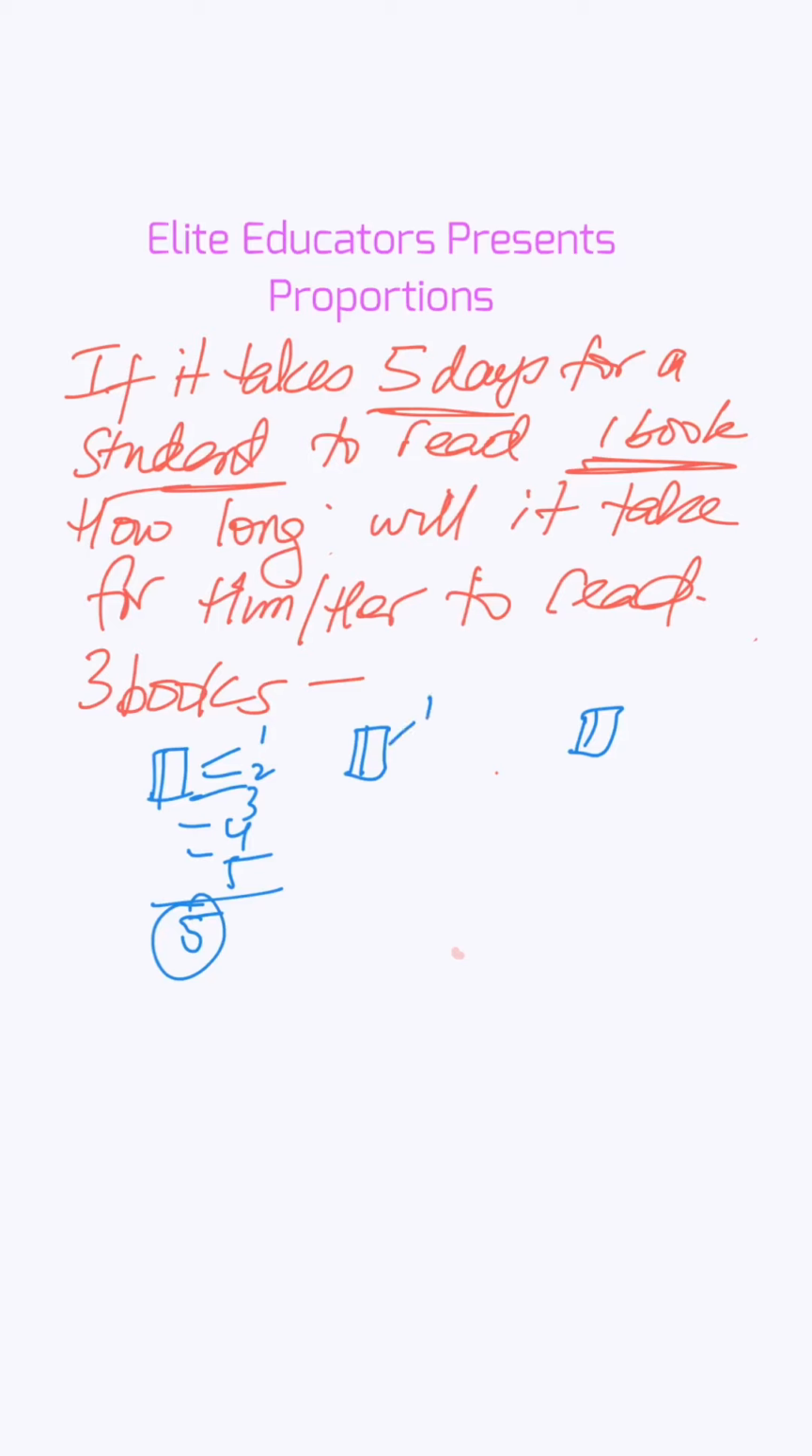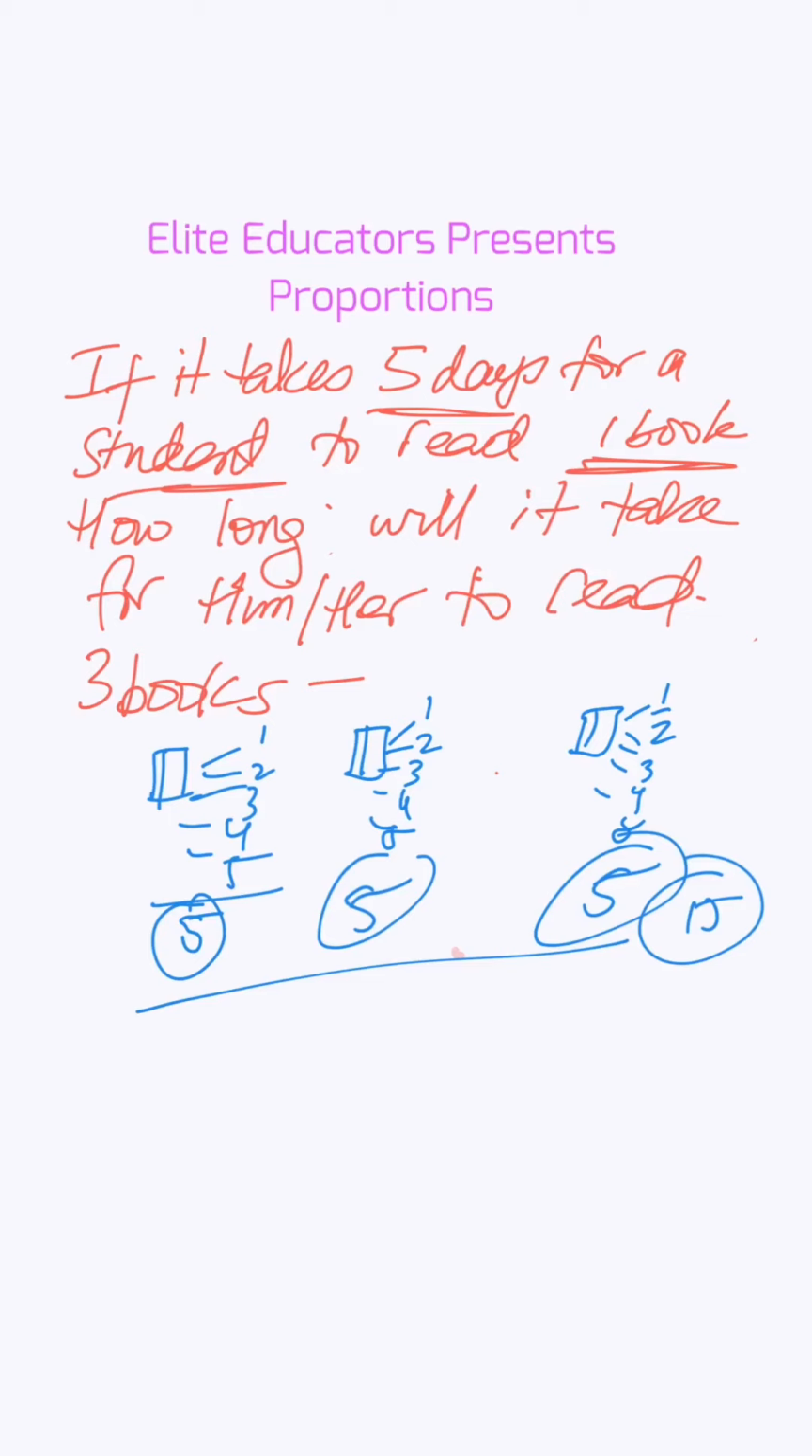So this is another book. 1, 2, 3, 4, 5. 1, 2, 3, 4, 5. So 5 days, 5 days, 5 days, right? 3 books, 15 days, right?